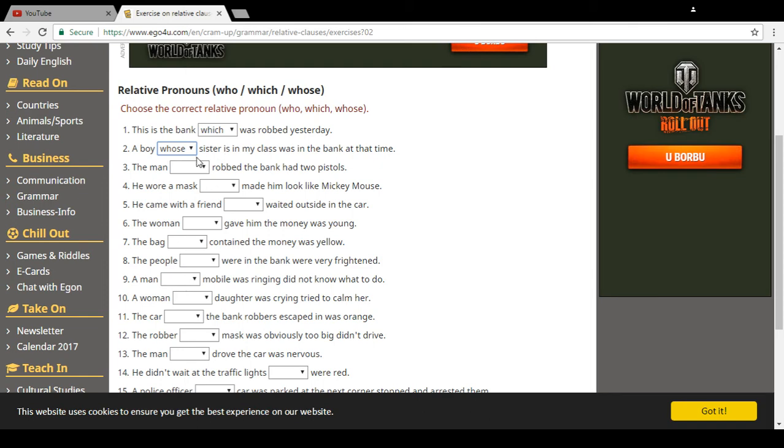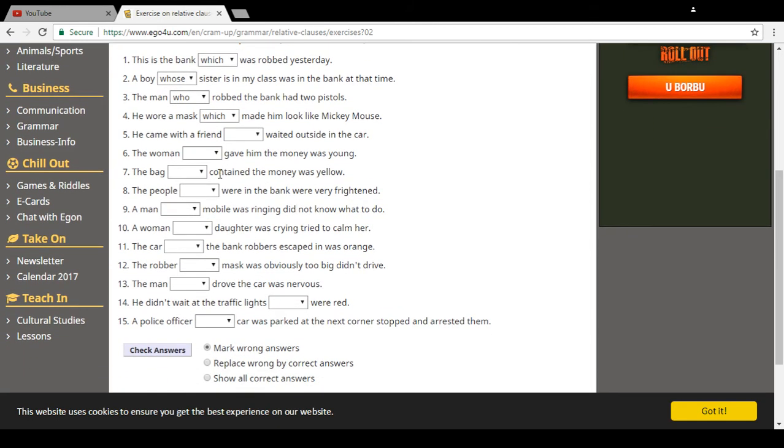The man who robbed the bank had 2 pistols. Ovo je lagano, ovo je who. Who se odnosi uvijek na ljude, dok se that odnosi na životinje i ostala živa bića. He wore a mask which made him look like Mickey Mouse. Which, znači, nosio je masku koja ga je učinila da izgleda kao Mickey Mouse. He came with a friend who waited outside in the car. Znači, who waited in the car outside.